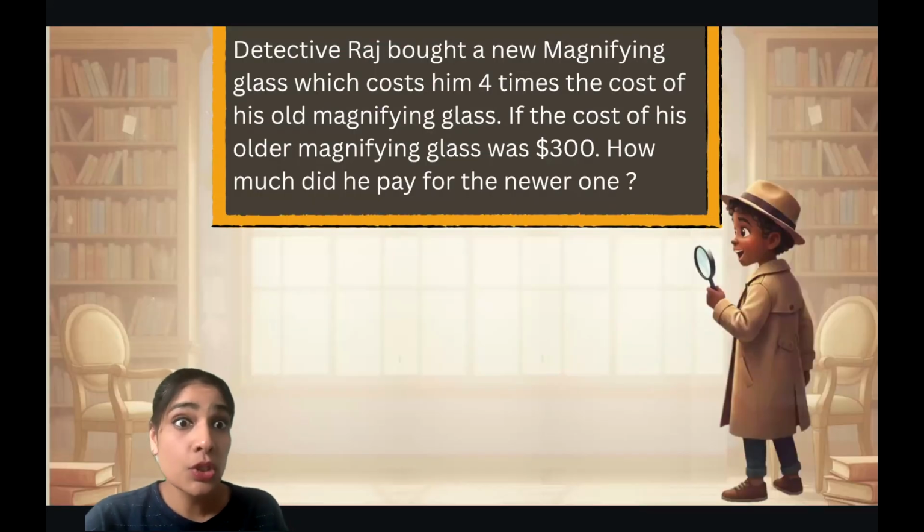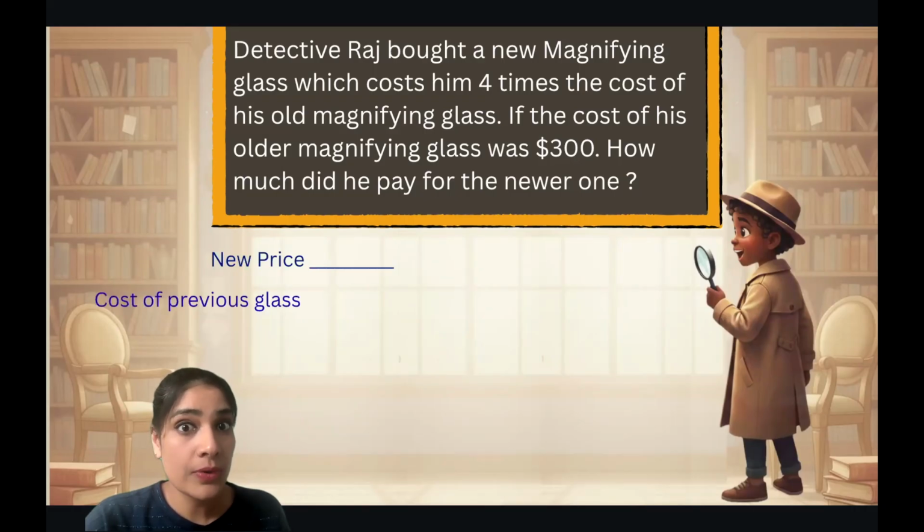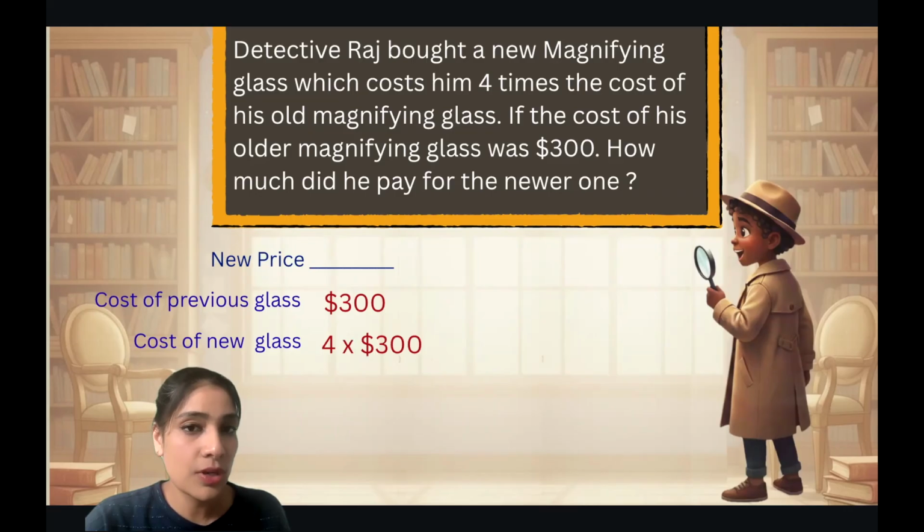Detective Raj bought a new magnifying glass which cost him 4 times the cost of his old glass. If the cost of his older magnifying glass was $300, how much did he pay for the newer one? So what do we need to find? New price. Let's collect all the given information. What's given? Cost of previous glass was $300. Cost of new glass is 4 times $300.